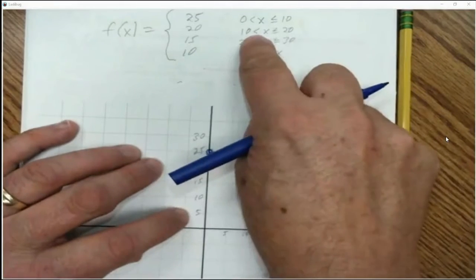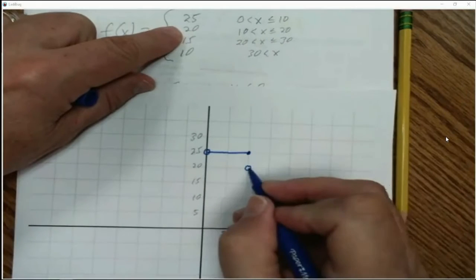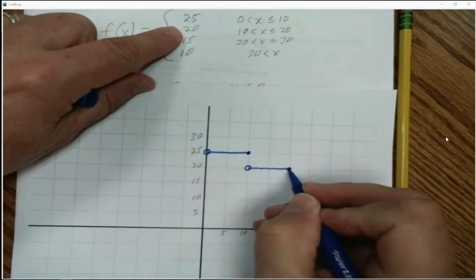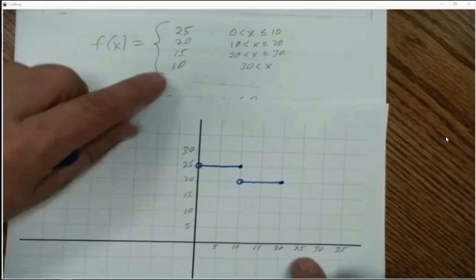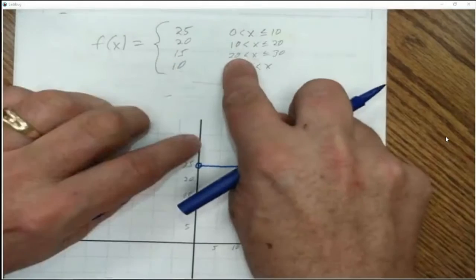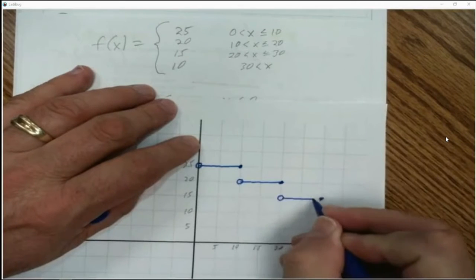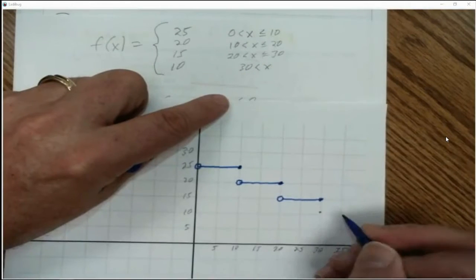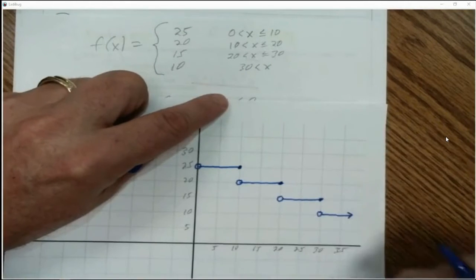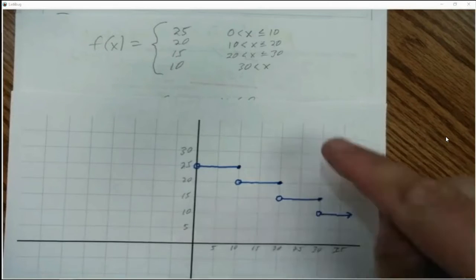10 to 20, not including the 10, the y is at 20. So not including the 10, but up to 20 shirts, which is included, I pay $20 per shirt. If I want to pay $15, that's between 20 and 30. 20 not included, 30 is included. And then $10 on anything over 30, not including 30. That's just going to be an arrow, because if I order 100, I'm still paying $10 a shirt. There's no further price breakdown. So that's how I'm graphing this piecewise function.